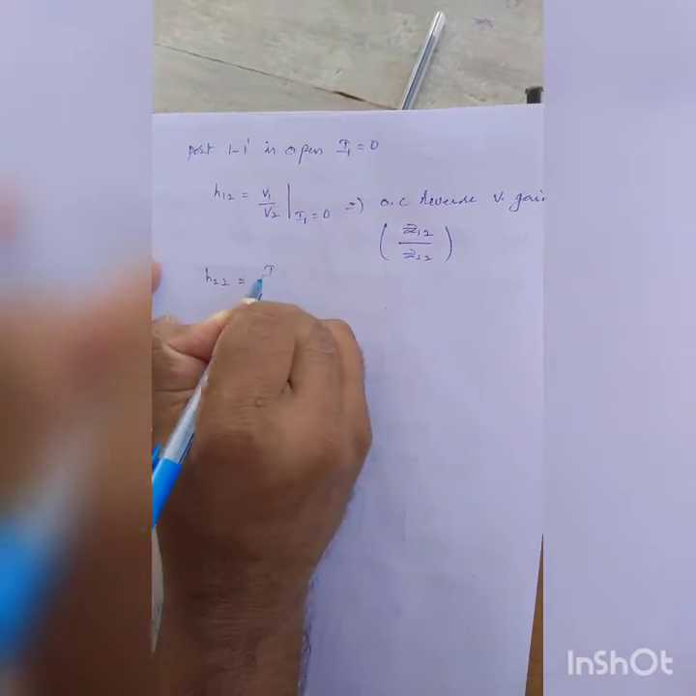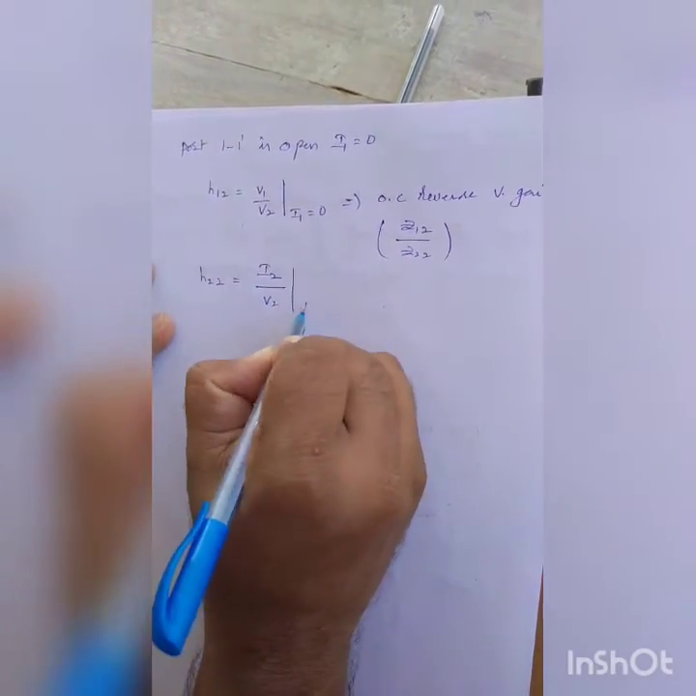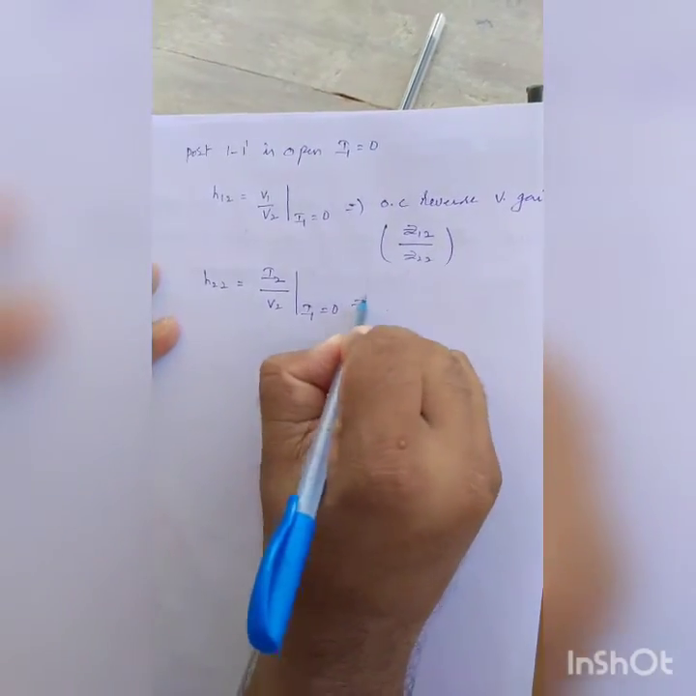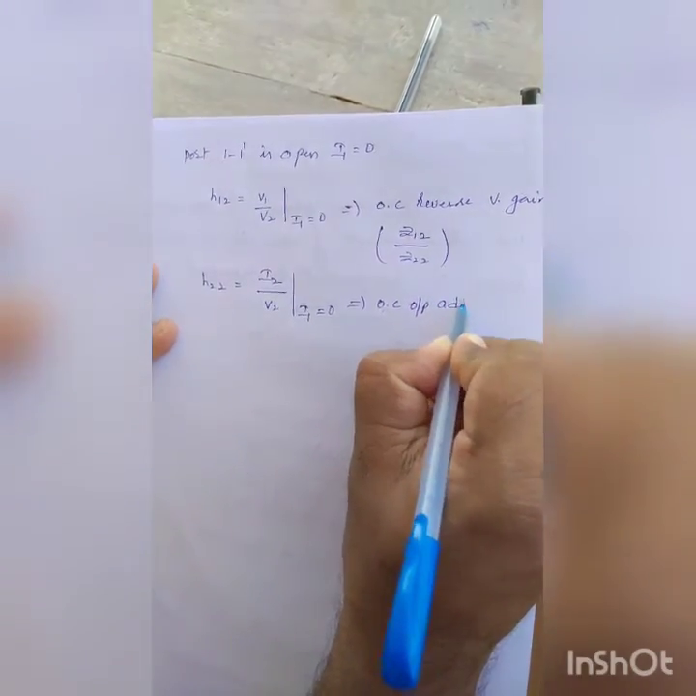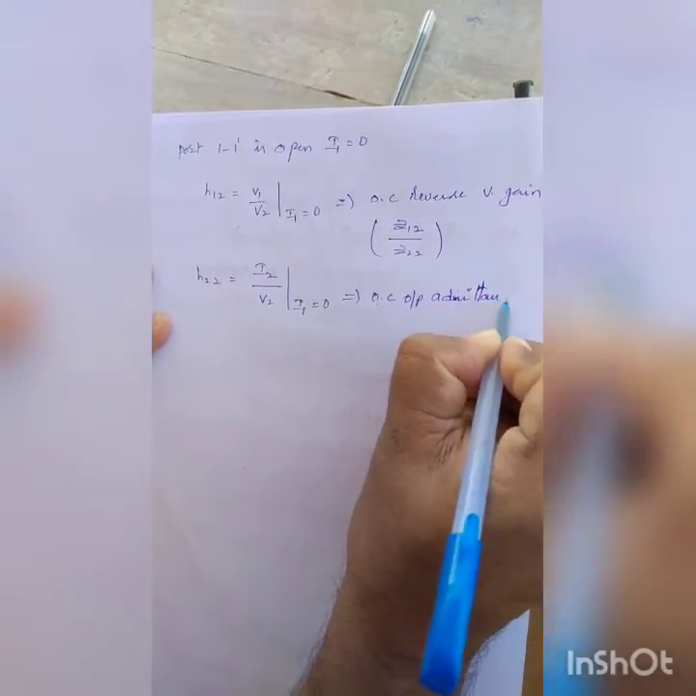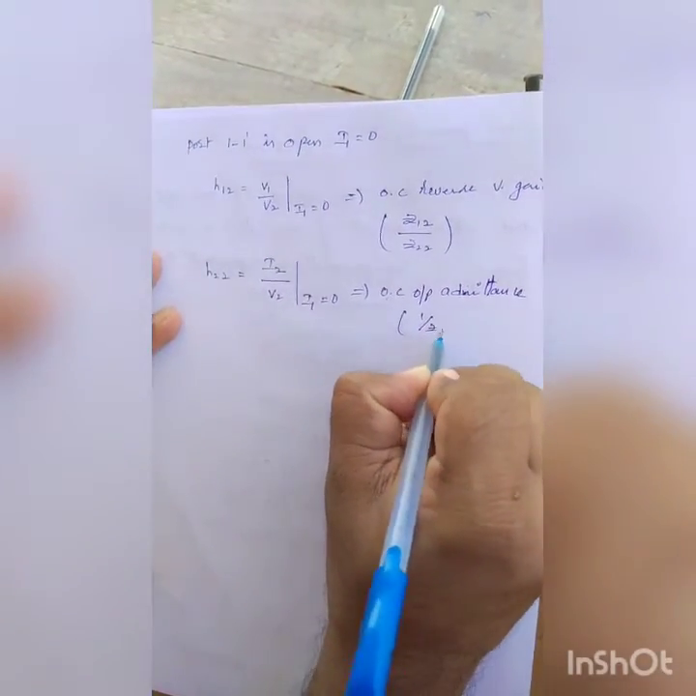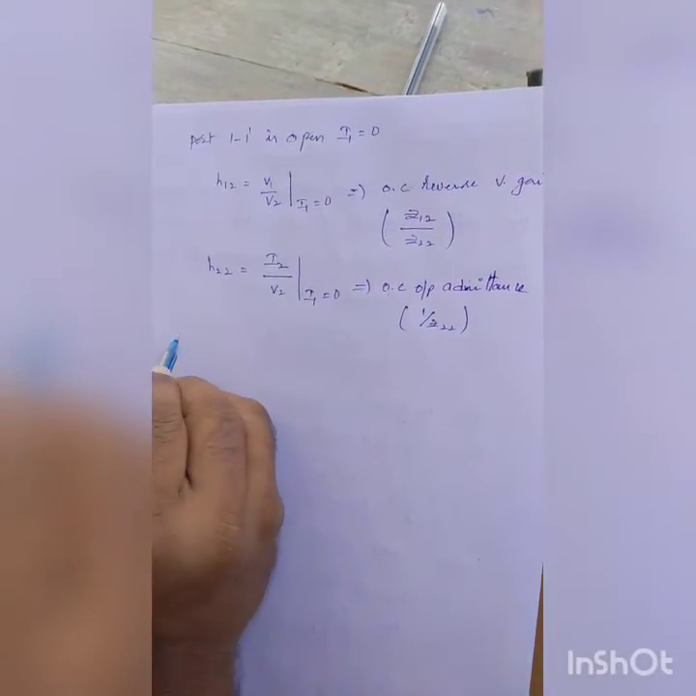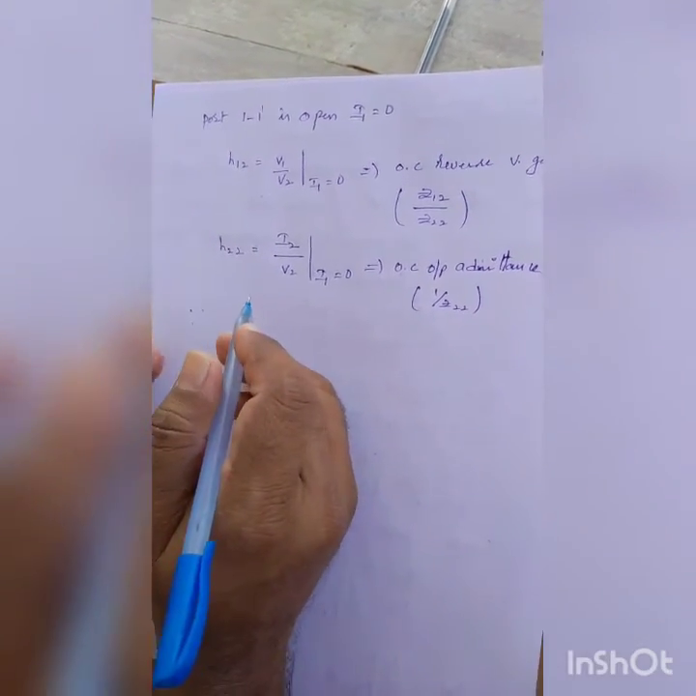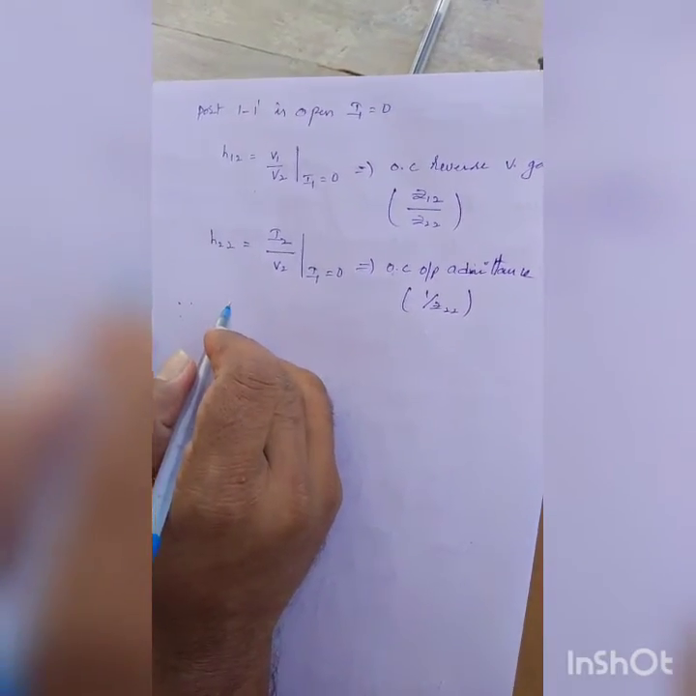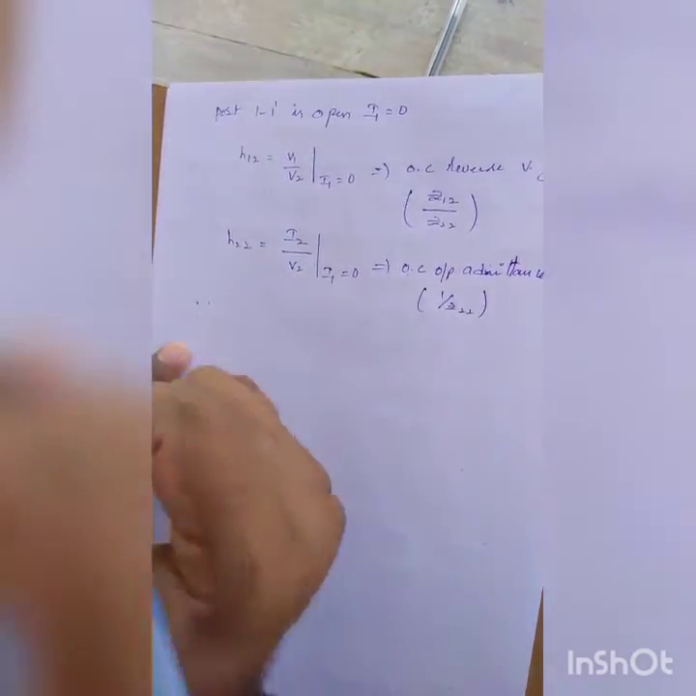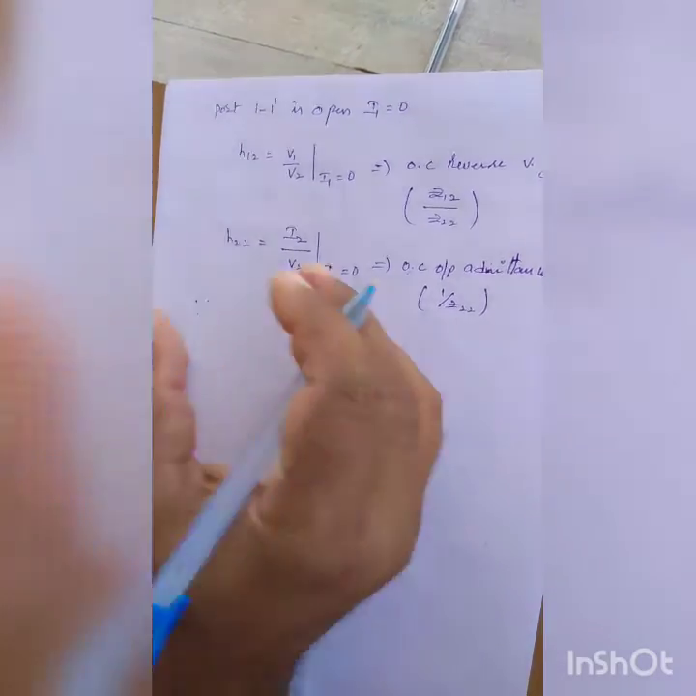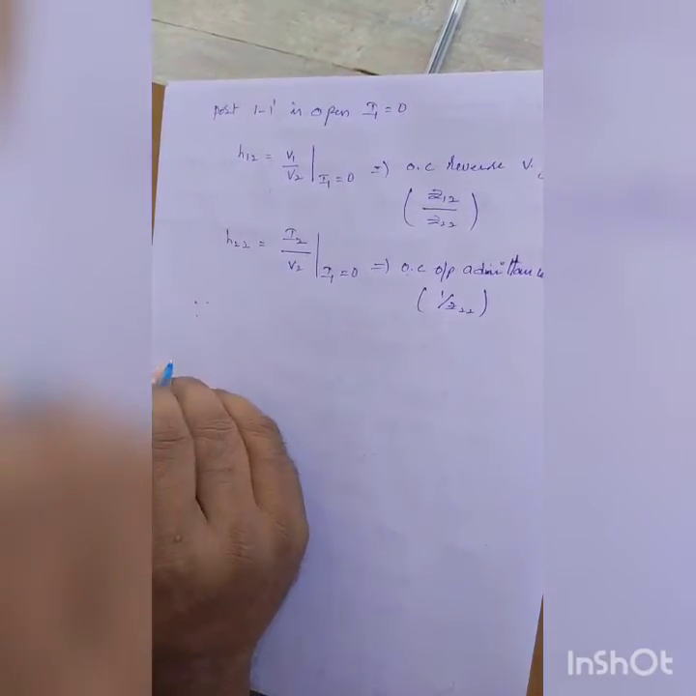And in the same way, we find H22. H22 is equal to I2 by V2 when the current I1 is equal to 0. This is called the open circuit output admittance, that is 1 by Z22. Since the H parameters represent dimensionally an impedance, an admittance, a voltage gain and a current gain, these are called the hybrid parameters.